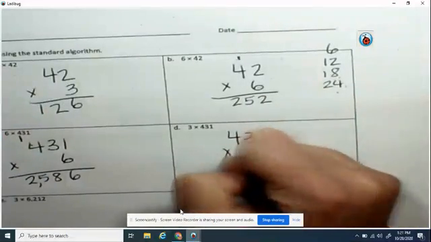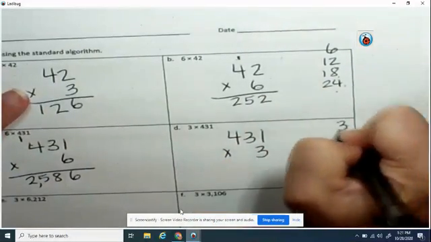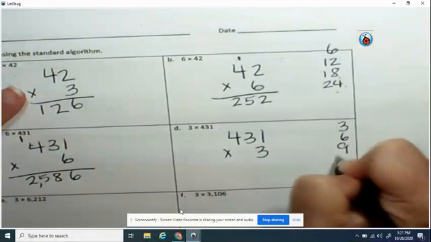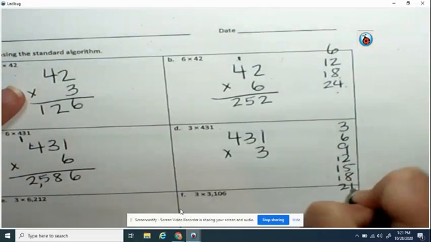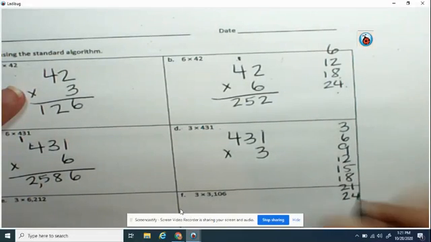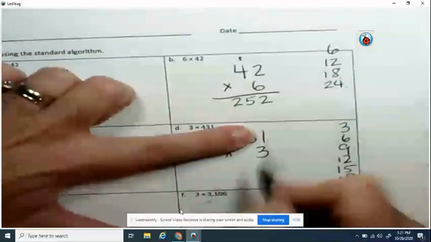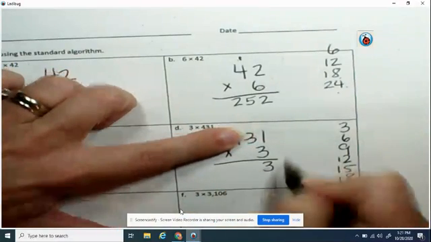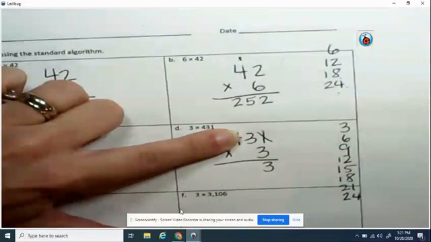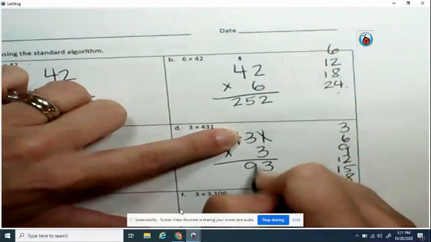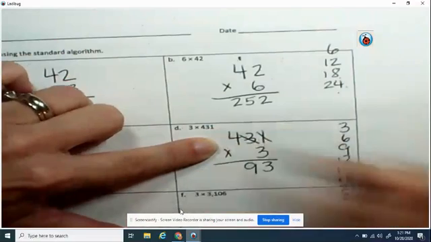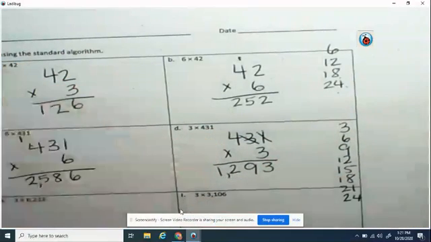431 times 3. Let's count by our threes. 3, 6, 9, 12, 15, 18, 21, 24. I'm going to stop there. All right, so 1 times 3 is 3. And sometimes I'll even cross it off when I'm done with it. That helps kids sometimes, if that helps you do it. 3 times 3 is 9. 4 times 3 is 12. Okay, so that does help some kids. I wanted to show you that.